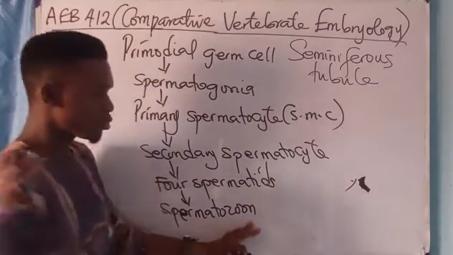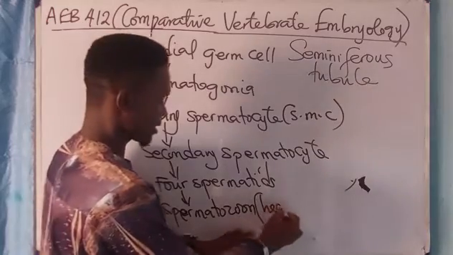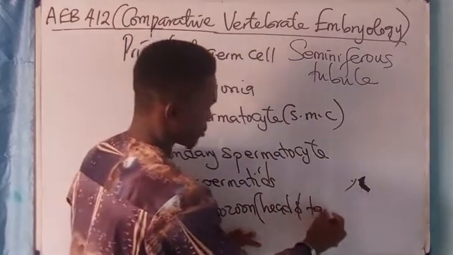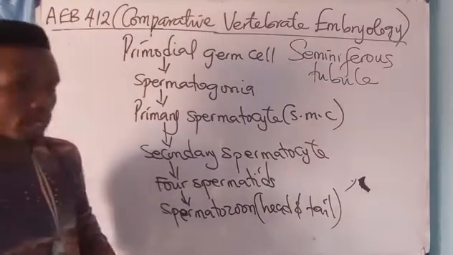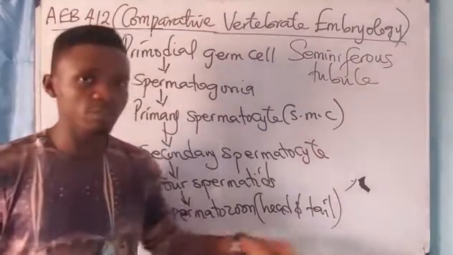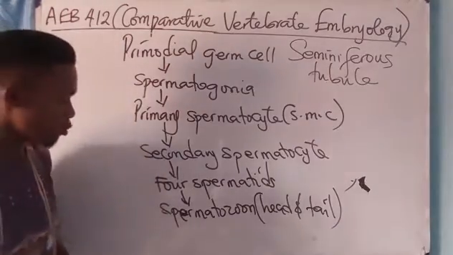Now this spermatozoon produced has a head and a tail. So you can therefore say that it is motile, because it uses the tail for movement or locomotion.